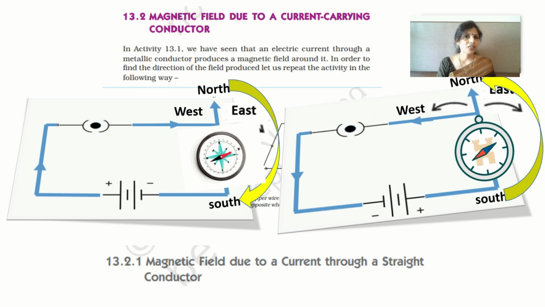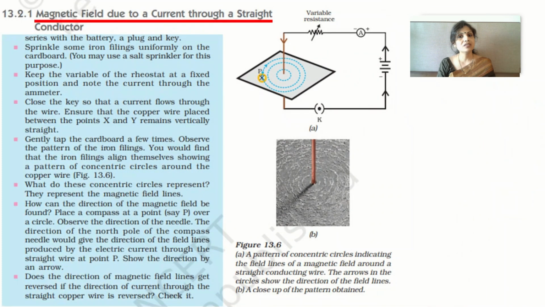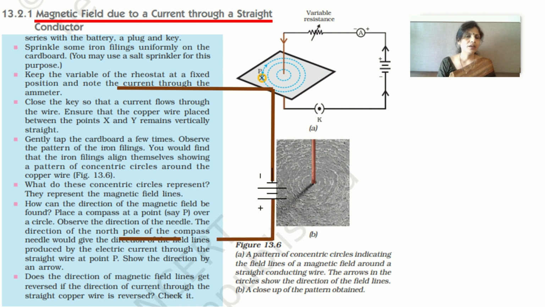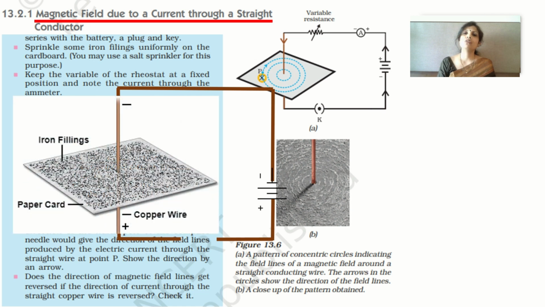Then we discussed about what is the nature of magnetic field around a straight conductor. So for that we took a straight conducting wire and we performed an activity. So we made a small circuit wherein we made use of a battery and a plug key, and we took a cardboard, made a hole at the center of the cardboard, and the cardboard was attached to the circuit in this manner. You remember this?